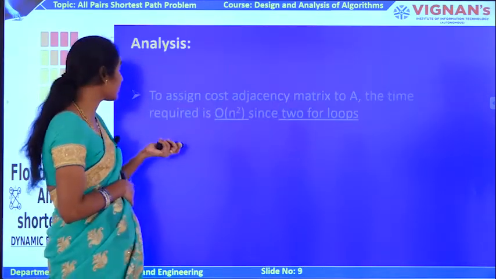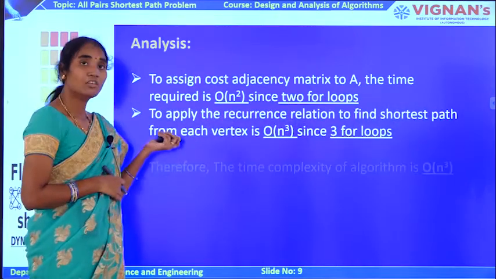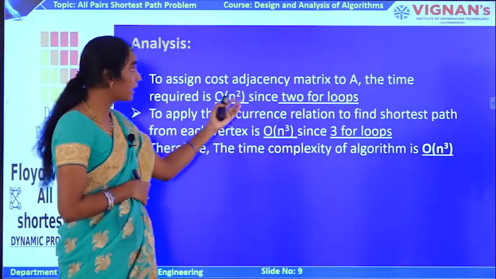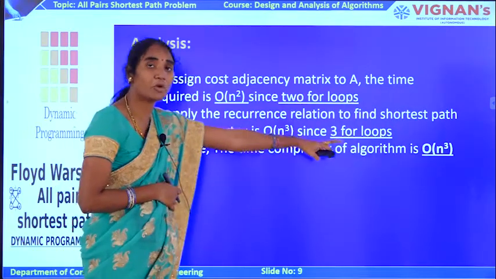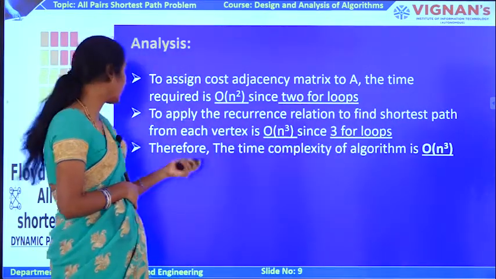So now let us see the analysis here also. Big O of n square for two for loops and big O of n cube for three for loops, and finally the total time complexity is big O of n cube.